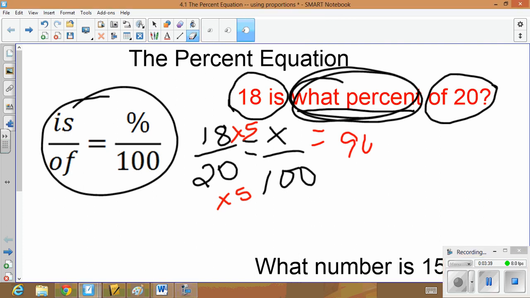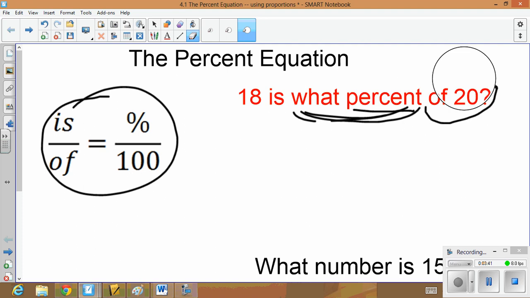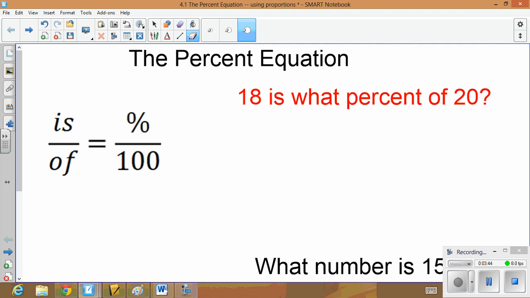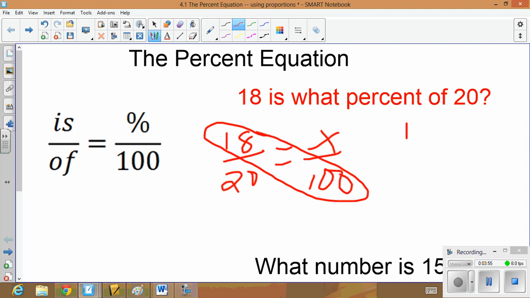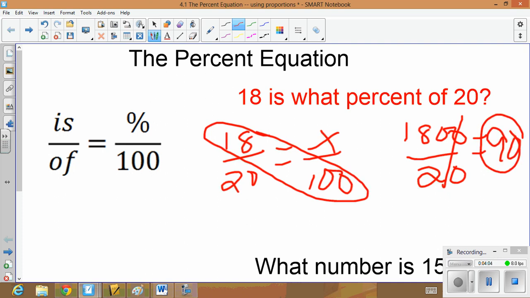Another way we can solve is just using the cross products. So what we can do is 18 over 20 equals x over 100. Use your calculator. 18 times 100 is 1800. We're going to divide it by 20. So we get an answer of 90 for x. So our solution, since we're looking for the percent, is 90%. Just take the solution, add the percent sign.